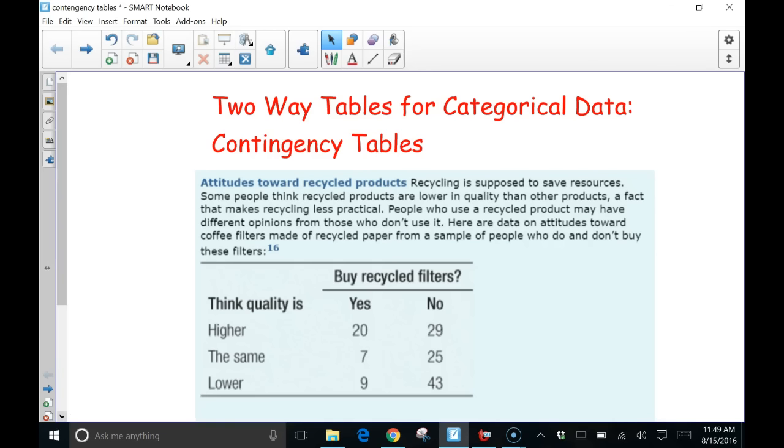So looking here, this is a two-way table. It has two variables. The first variable is, do you buy recycled filters? And by filters, they mean coffee filters. And the other variable is quality. What do you think of the quality of recycled filters? Do you think they're higher, the same, or lower?